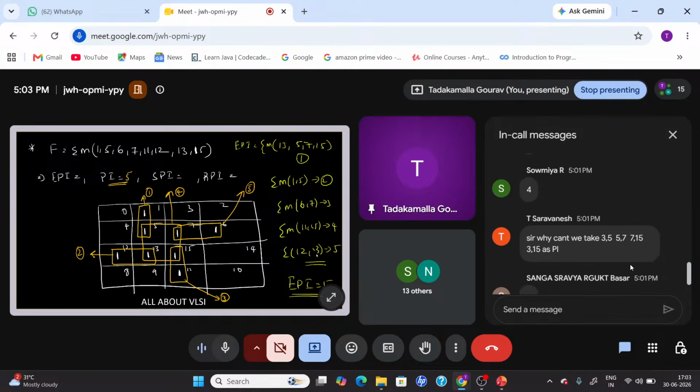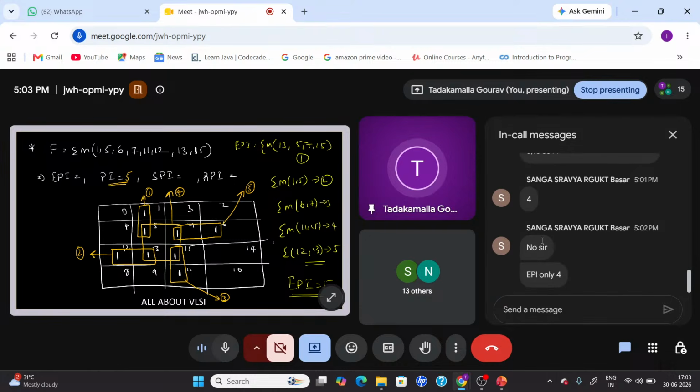Okay. And 7 and 15. 7 and 15 also we are not going to group, because it is already grouped in the quad. After you have already formed a quad, why would you group inside it? There is no meaning, right? Okay.